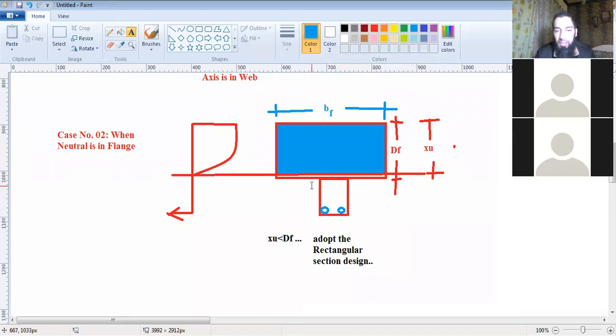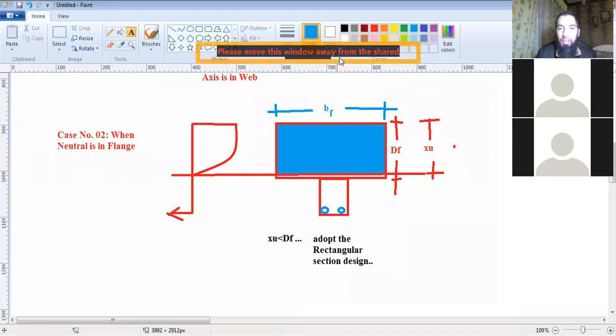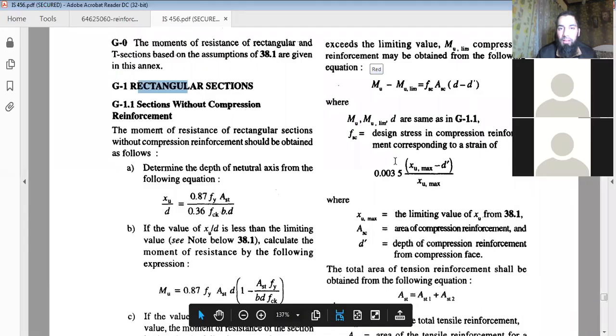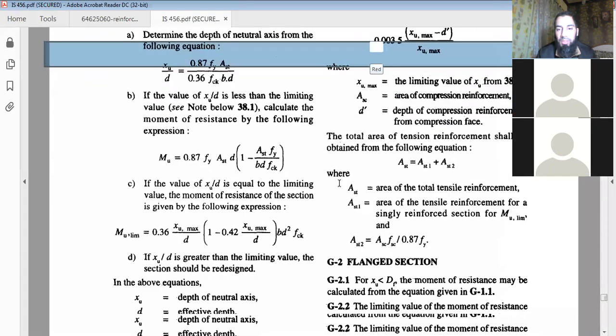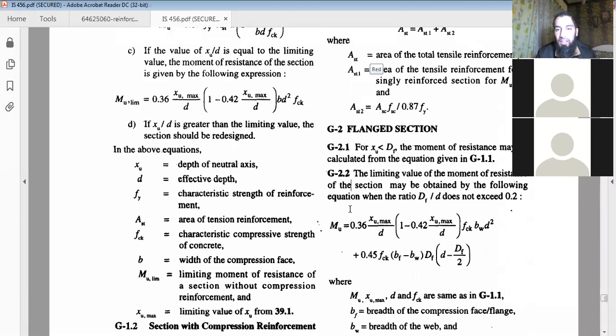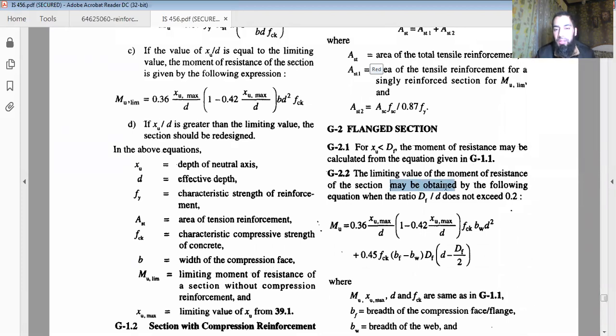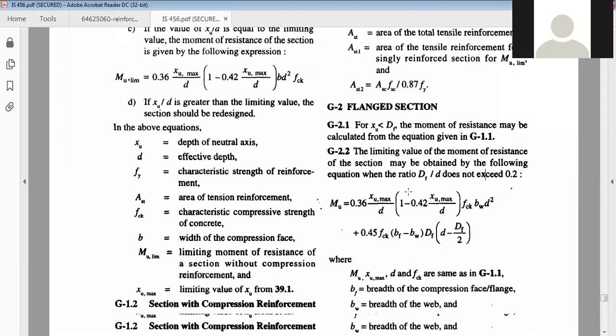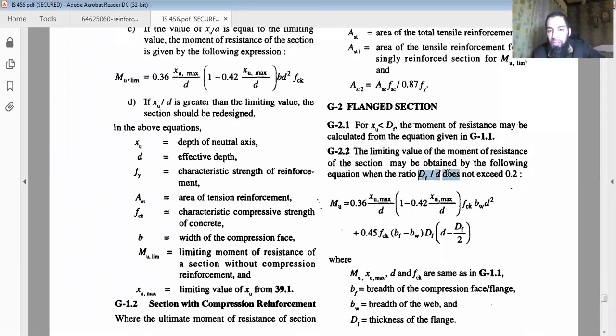This is the first case and the behavior in the first case. Now for the second case, which the code mentions as the first case, what does the code say? The limiting value of the moment of resistance of the section may be obtained by the following equation when Df by d does not exceed 0.2.